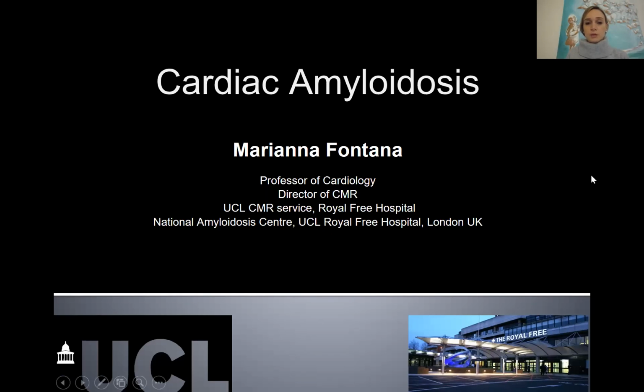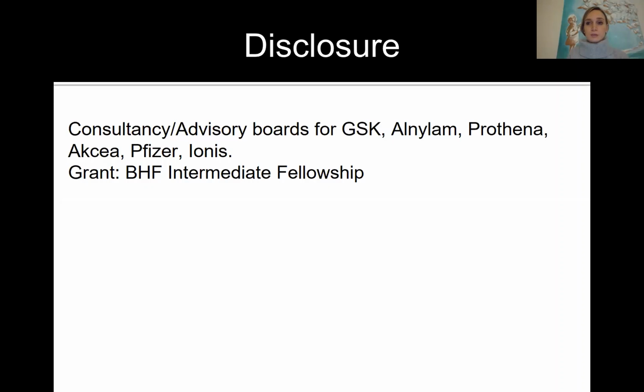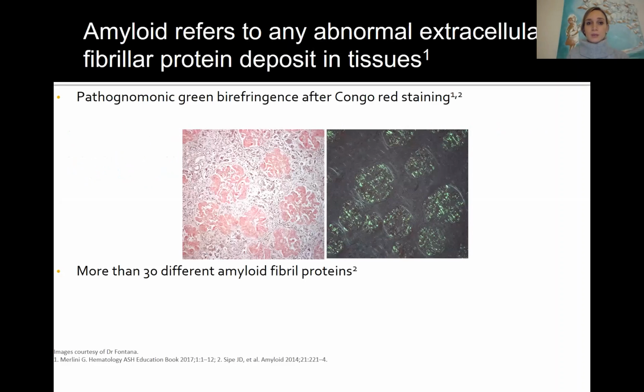So in the next half an hour, I'll briefly speak about cardiac amyloidosis. This is my disclosure. Amyloid refers to any abnormal extracellular fibrillar protein that deposits in the tissues. The diagnosis on histology is made with the pathognomonic green birefringence after Congo red staining, visualized under polarized light. There are more than 30 different proteins that can form amyloid in vivo, and the type of protein that misfolds and forms amyloid is the basis of the modern classification.